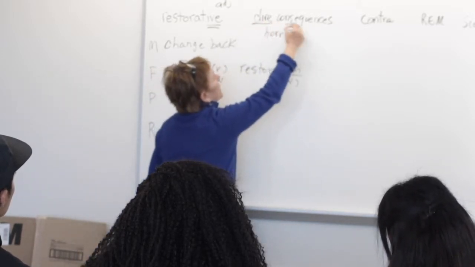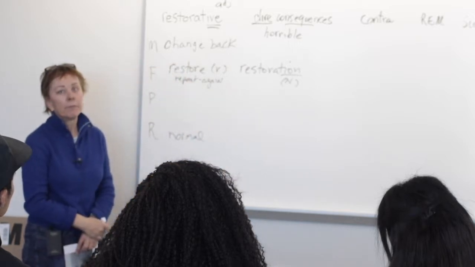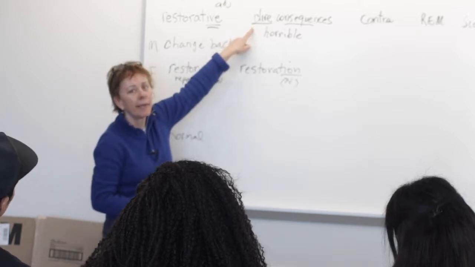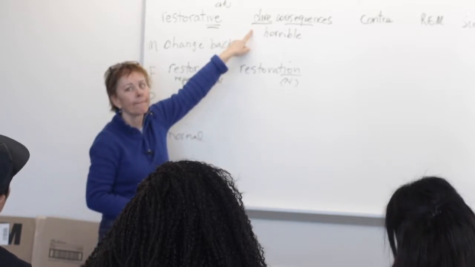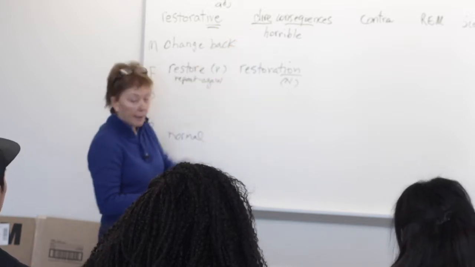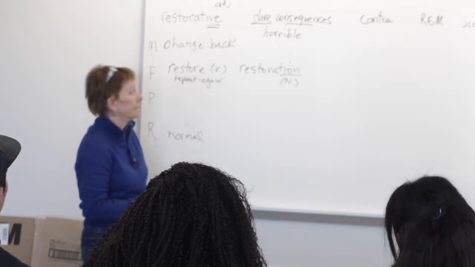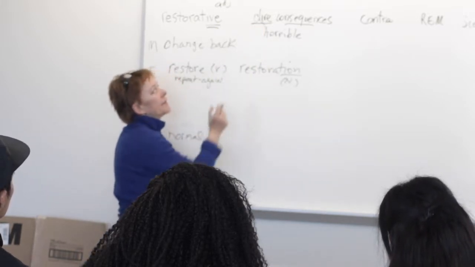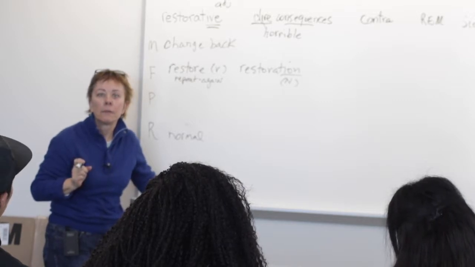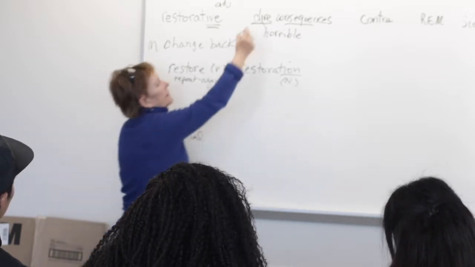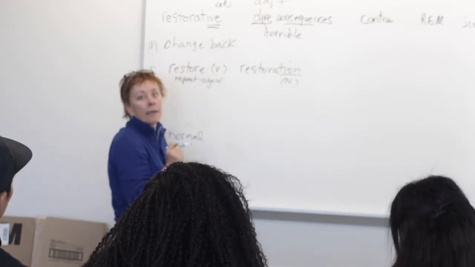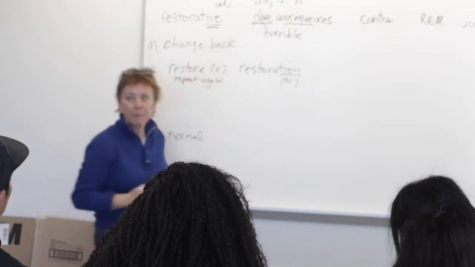This word, dire and consequence, what is that part of speech? Is this an adjective, noun, adverb, verb? That's a noun. Oh, adjective. How do you know? Horrible. Yes. So dire and horrible are adjectives. Does the adjective come before the noun in English? So this is the adjective, and this is the noun. So in English, it's adjective plus noun.